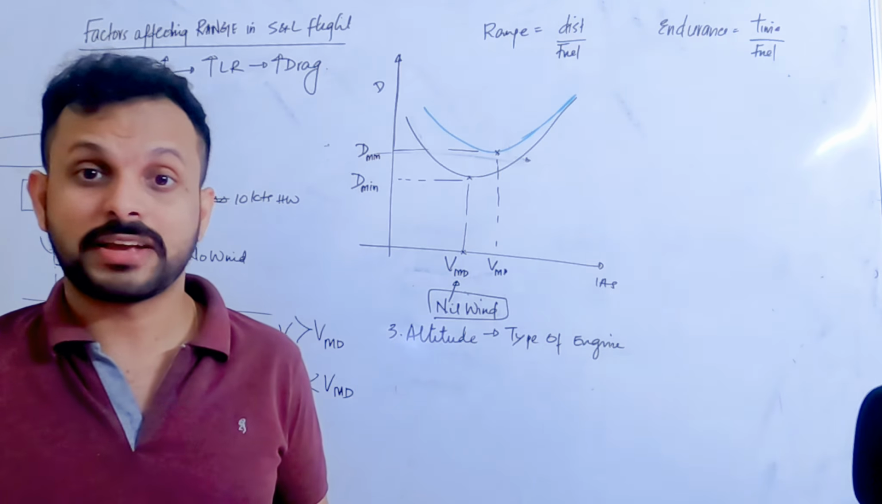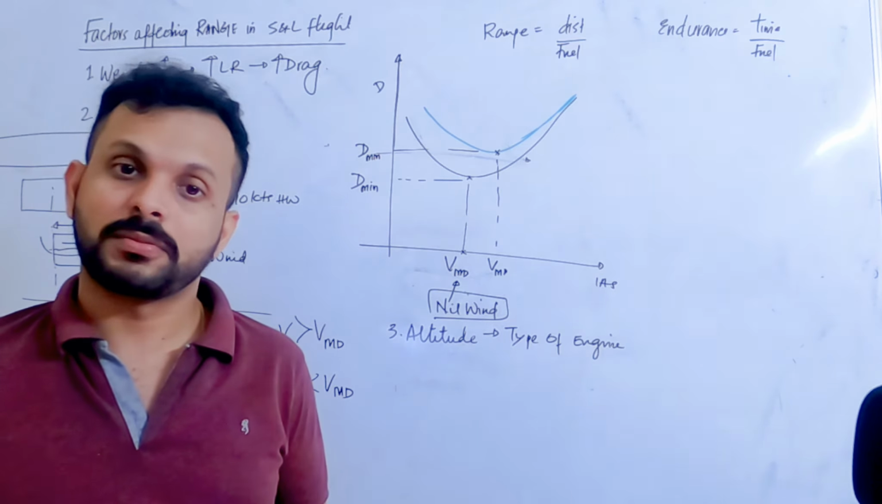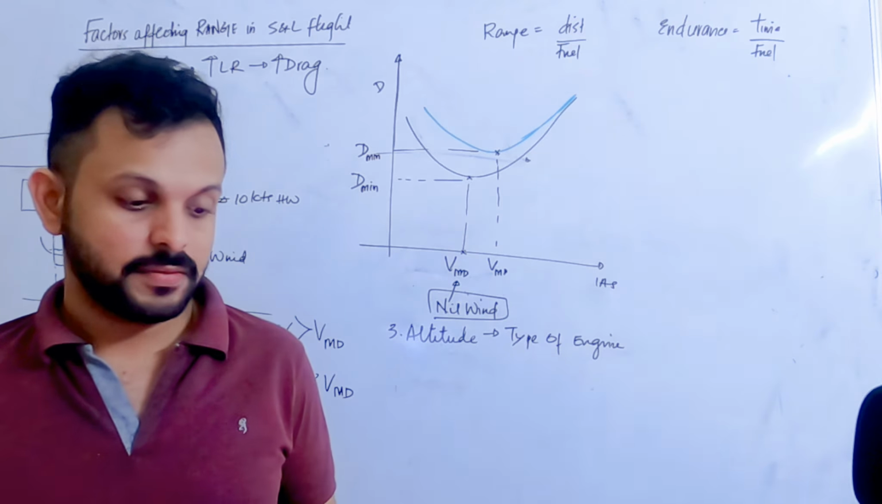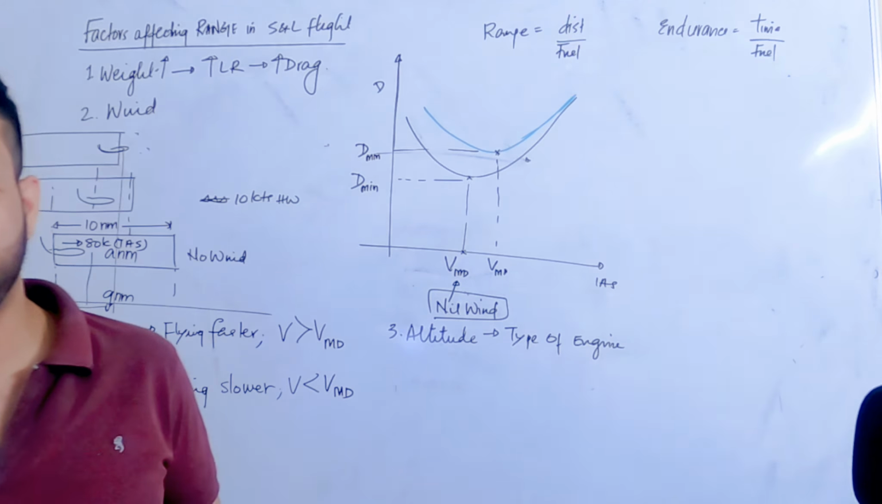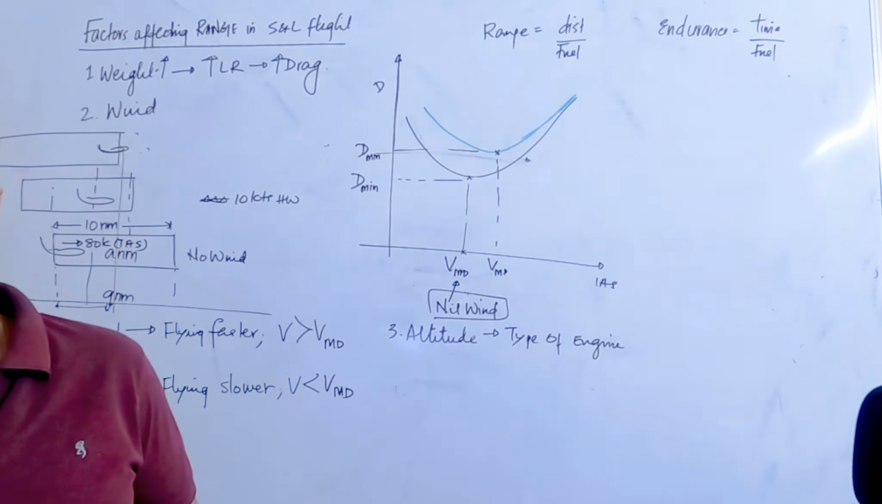Therefore, I have to fly slower, because my range is still going to increase since the tailwind is going to push me anyway. Right? That is why we can put a comma and write: to maximize the effect of tailwind, I have to fly slower.